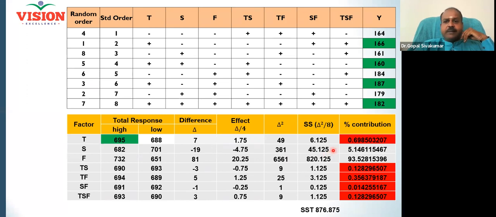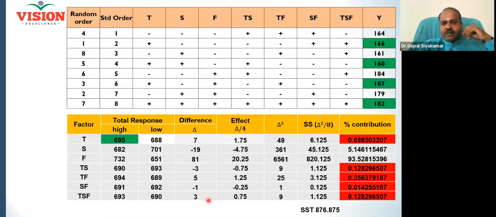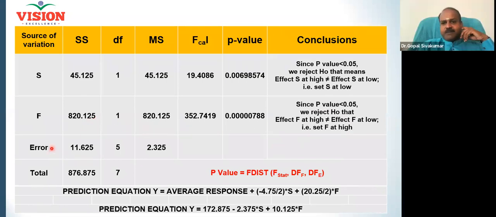49.45 is written here. Similarly, the sum of squares for factor F, how much is it? 820. That is written, 820.5, here. All remaining: before all remaining, you fill up this 876. 876 minus 820 minus 45 will give you 11.625. The reason for the variation of 11.625 we cannot explain because we have ignored it. That is called error. The variation which we cannot explain in our experimentation is called error. This is written as error.